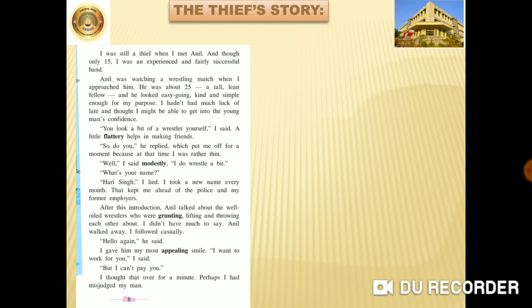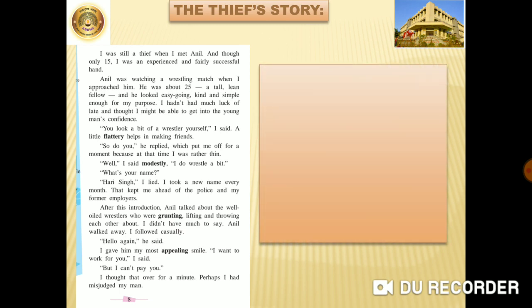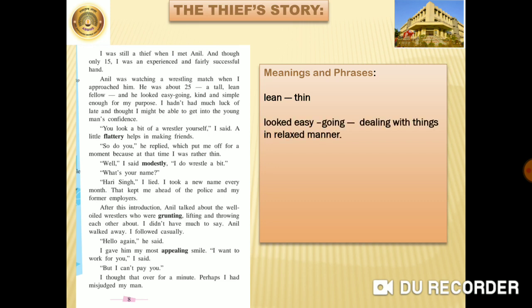I approached him. He was about 25. What was Anil's age? 25. A tall, lean fellow, and he looked easygoing, kind and simple enough for my purpose. I hadn't had much luck of late and thought I might be able to get into this young man's confidence. Here he has described that Anil was 25 years old and lean, meaning thin, and very easygoing.